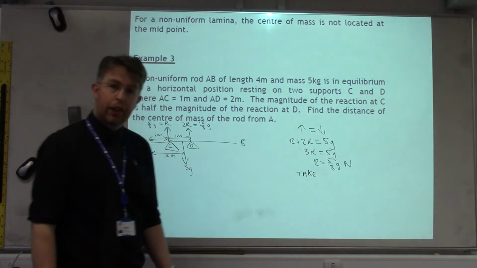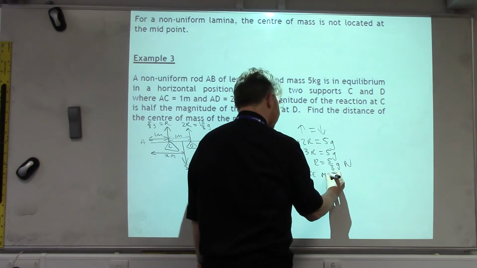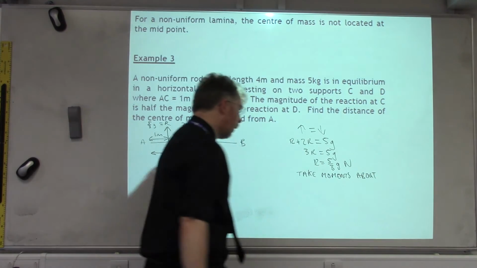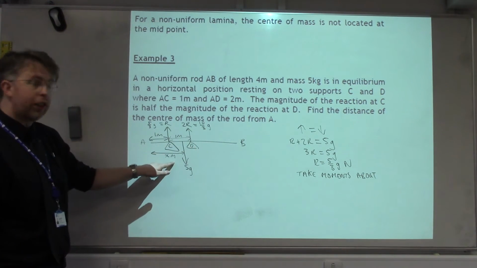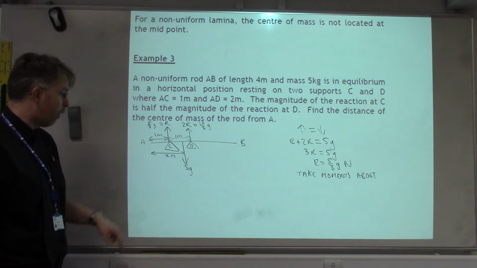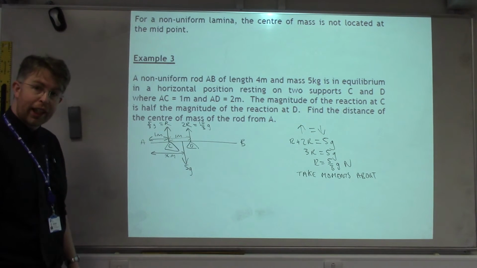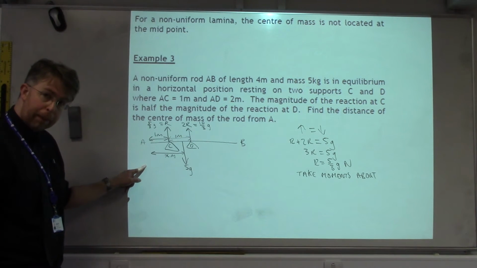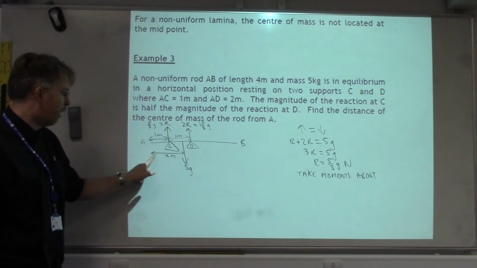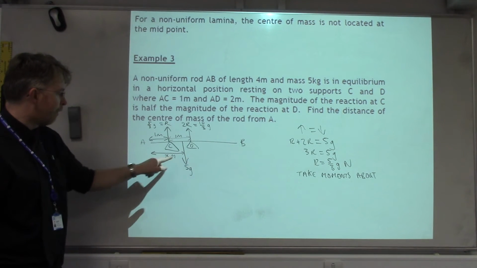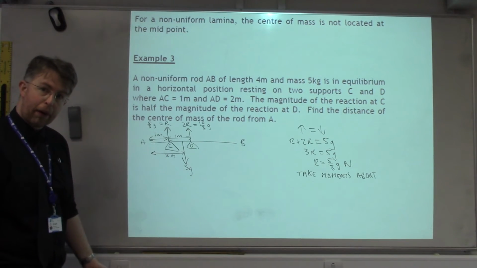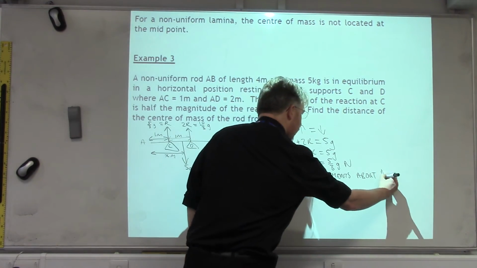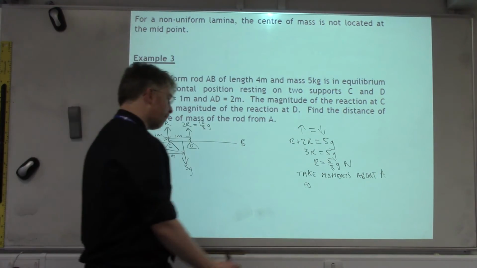How easy or difficult this is going to be depends on where we take our moments about. Now if we take the pivots, we'll have difficulties with this distance here. We'll have to work out what the distance in terms of x is to get to that centre of mass position. If, however, we take our moments about A, which isn't a pivot, but we still can take moments about it, the moment of the 5g will simply be x times 5g, and we won't have any difficult algebra to do. So that's what we're going to do. We're going to take our moments about A.